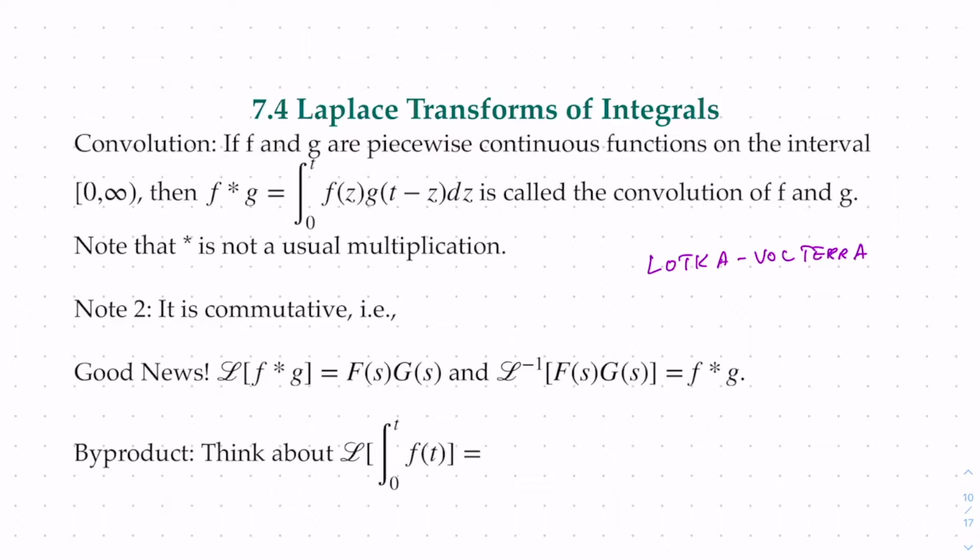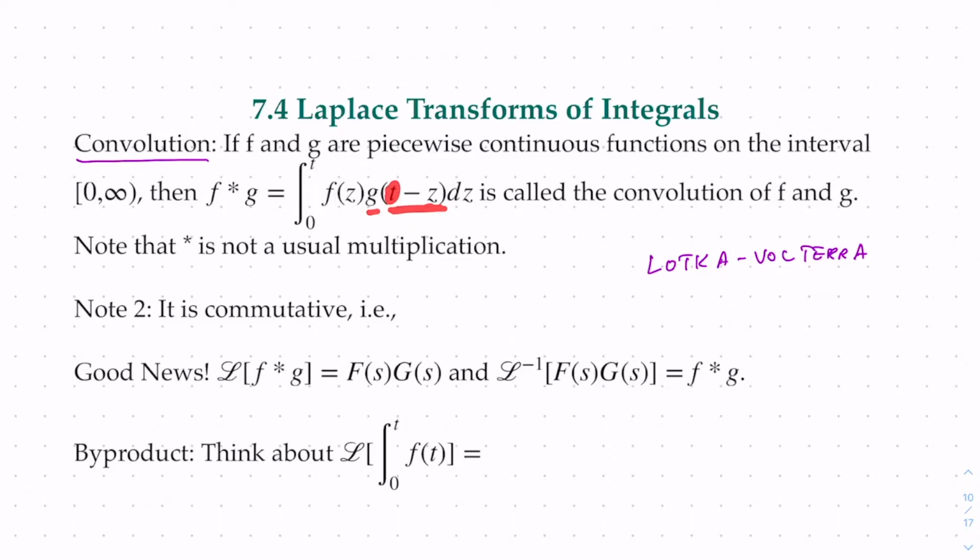So let's take a look at this. What is this convolution? This is some sort of an integral, and we denote it as f star g. This is not a usual multiplication. It's a special multiplication, if you want to call it that, which we call the convolution, which is basically the integral from 0 to t of f of z times g of t minus z.